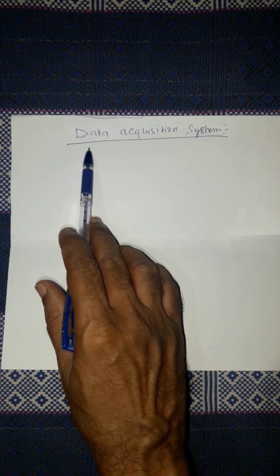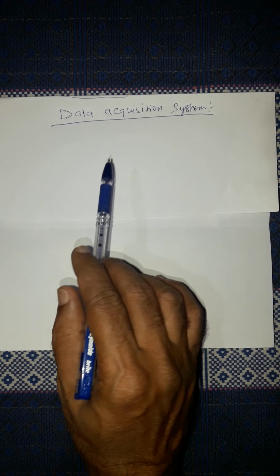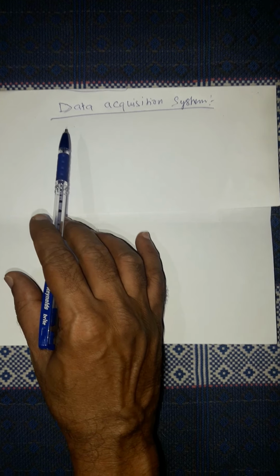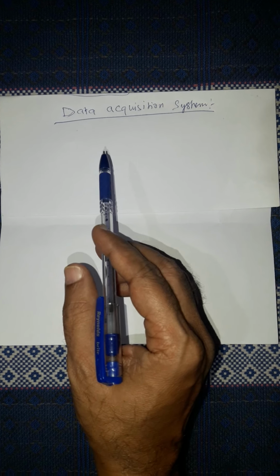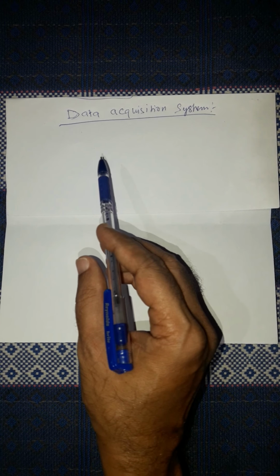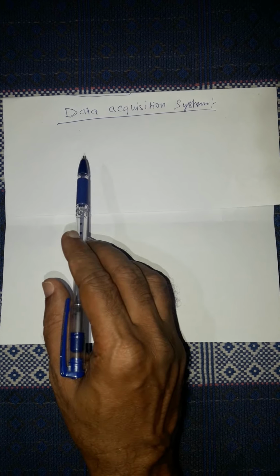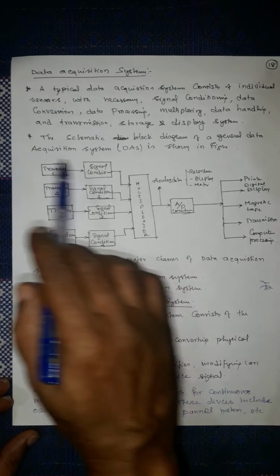Now the topic is data acquisition system. First we have to know what a data acquisition system is. We know that data may be in the form of voltage, zeros and ones. In a data acquisition system, we are acquiring the data from a sensor or a transducer. Data acquisition system basically consists of the following block diagram.